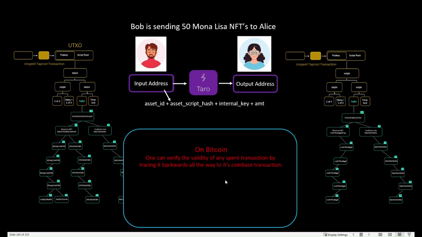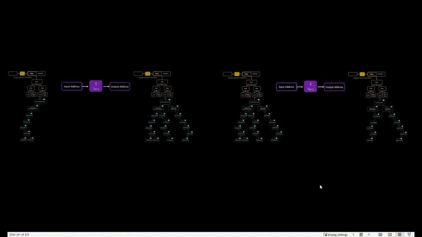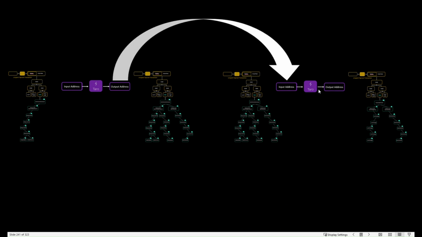On Bitcoin, one can verify the validity of any spent transaction by tracing it backwards all the way to its Coinbase transaction or Genesis transaction. And the Genesis is the first time that you introduce it in a Taro tree. Each Taro transaction input has a corresponding previous output, which reveals a Taro tree which has the previous state of all the assets. So again, on Taro, you have an input and an output, and then when you spend it, you have an input and an output.